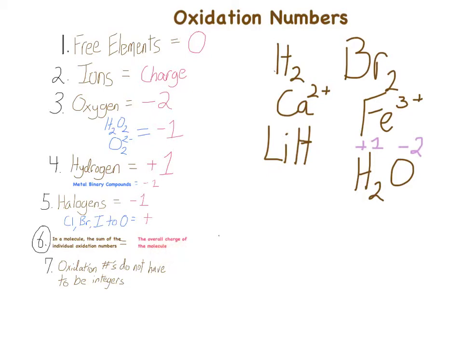I mean, it's just simple algebra when it comes to it. So, rule number 6, and like I said, it's important. That's why I put a circle around it. In a molecule, the sum of the individual oxidation numbers equals the overall charge. Okay, so what exactly does that mean?